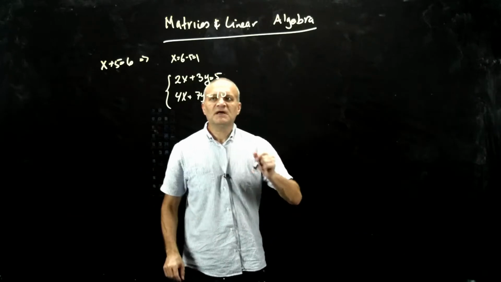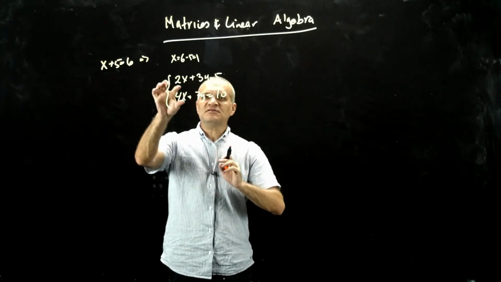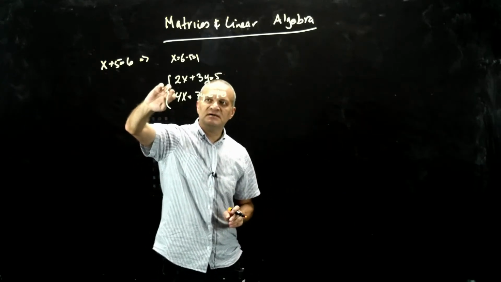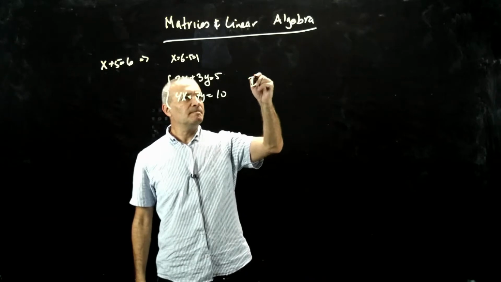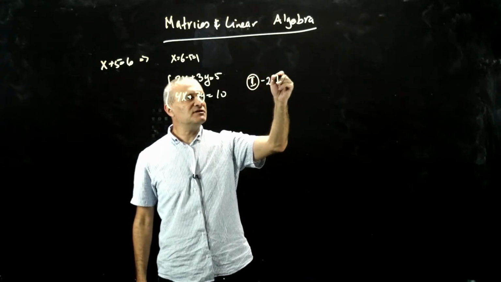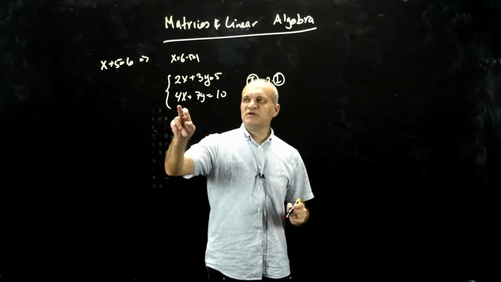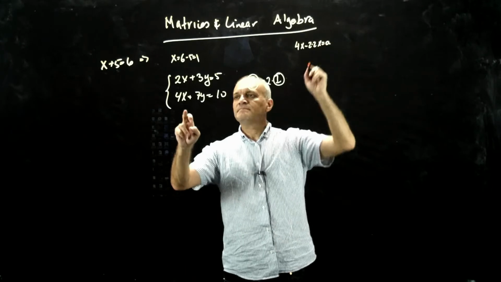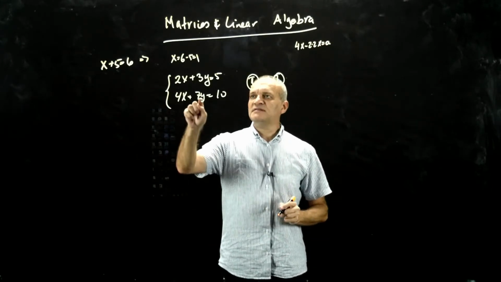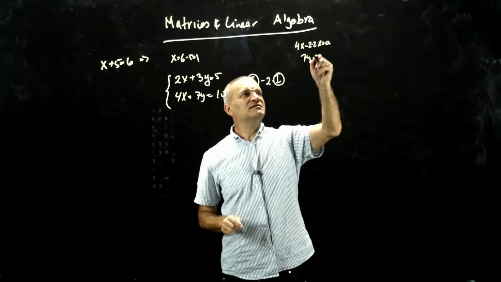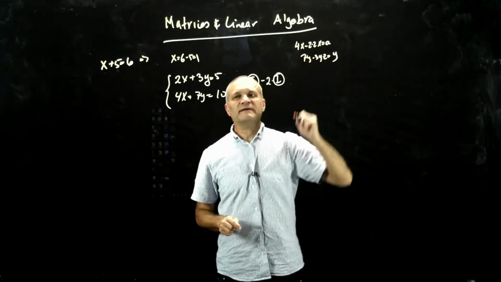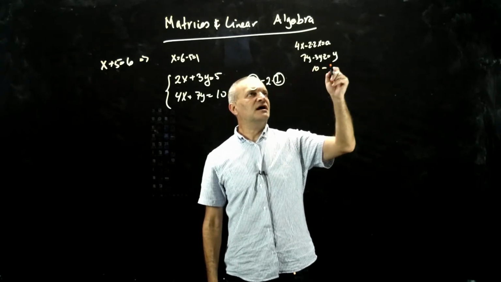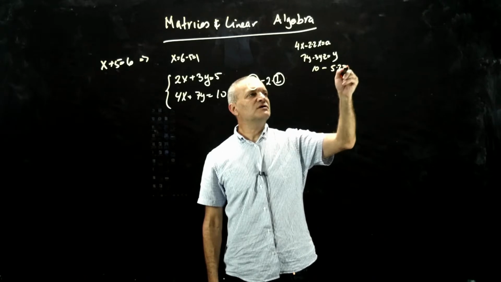So how do you do that? You want to eliminate the 4x from the second equation. And how do you do that? You just take the second equation and you subtract 2 times the first equation. So what do we get here? Here you get 4x minus 2 times 2x equals 0, because 4 minus 2 is 0. And here you have 7y minus 3y times 2, which is going to be y. And here you are going to get 10 minus 5 times 2, which equals 0.